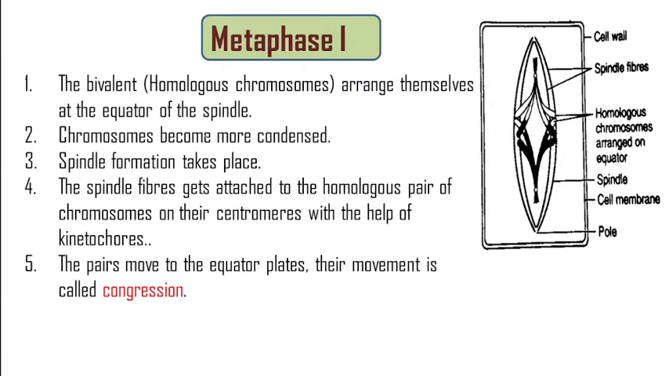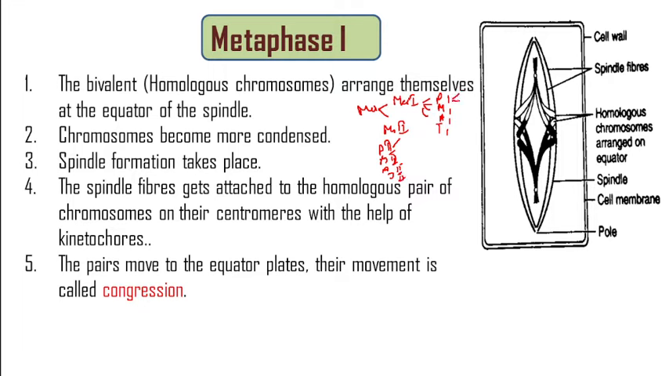Okay, so basically we have studied about these stages. I'll write here. Meiosis is divided into meiosis 1 and meiosis 2. Meiosis 1 is further divided into prophase 1, metaphase 1, anaphase 1, telophase 1, and meiosis 2 into prophase 2, metaphase 2, anaphase 2, telophase 2. Okay, these are the second stages.